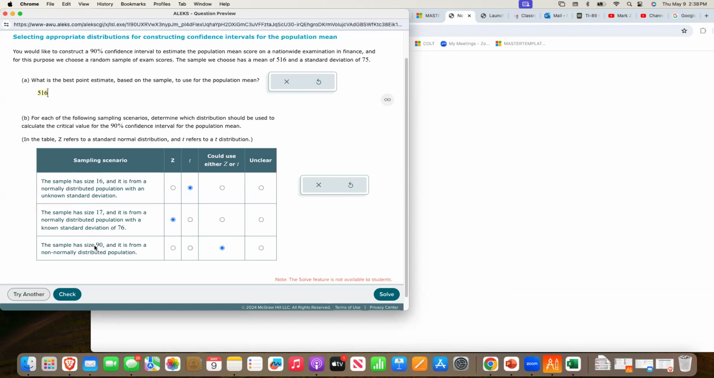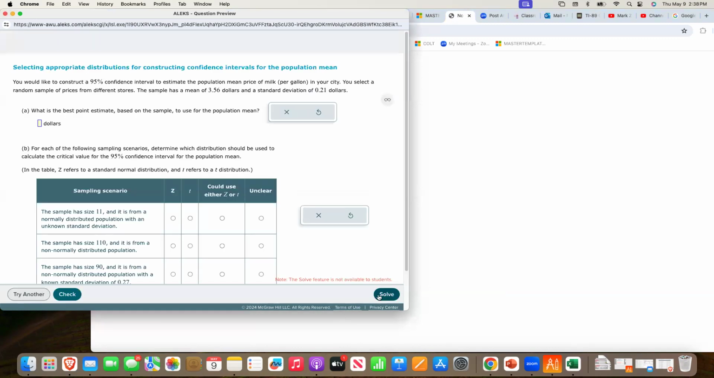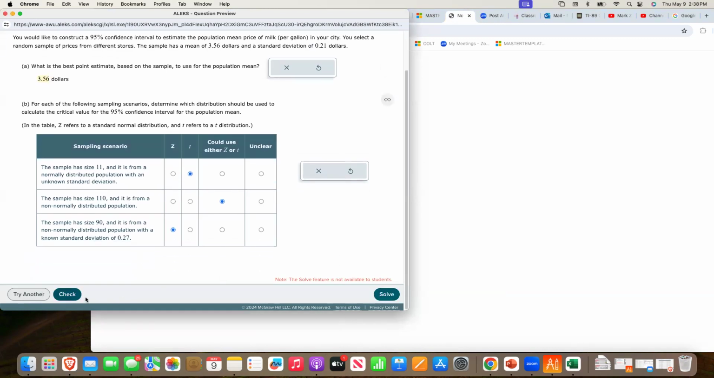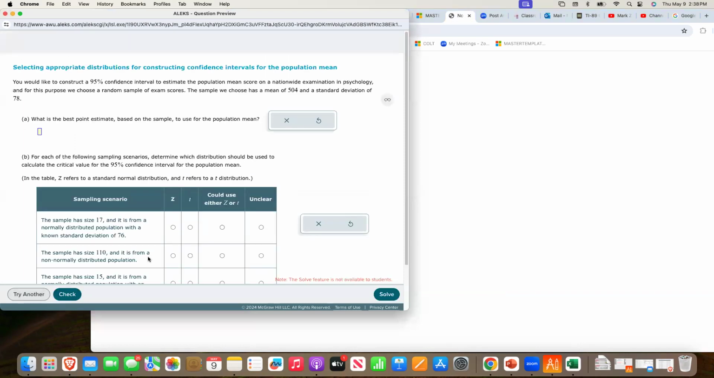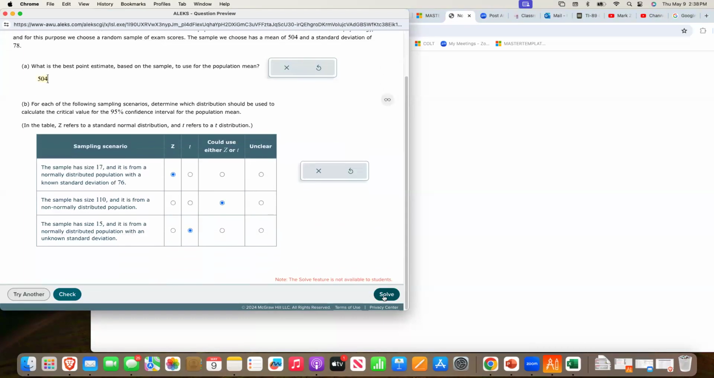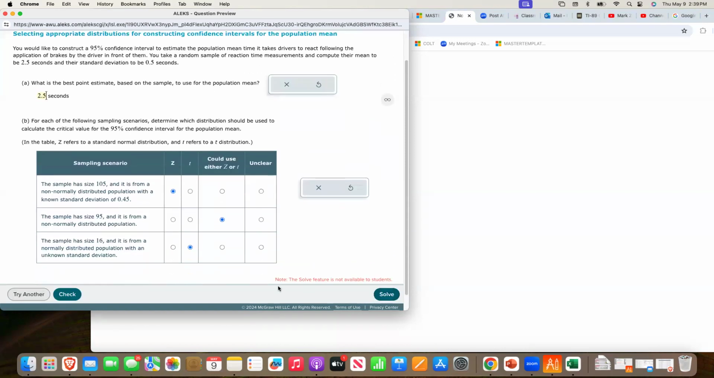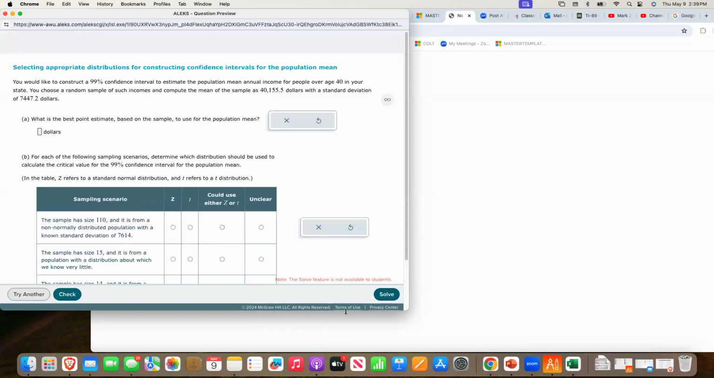Now, if the sample size was a lot less than that, we would run into problems with the X bars being normally distributed, and there would be a bigger difference between Z and T. If I try another one here, it's very similar. Let me see if I can get one with the unclear case. I'll keep going here.